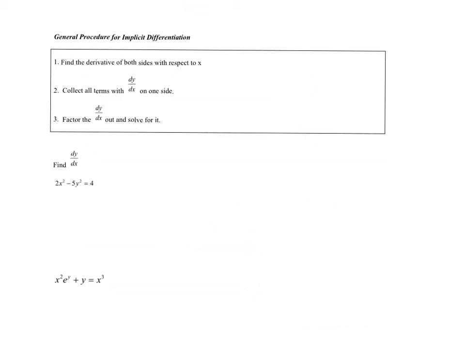Okay, let's go ahead and look at just a general procedure to do this. So in general, we are going to take the derivative of both sides with respect to x, just term by term. Now you've got to be somewhat careful though, because there are times, and we'll see this, sometimes you have to use the product rule, or the chain rule, or the quotient rule.